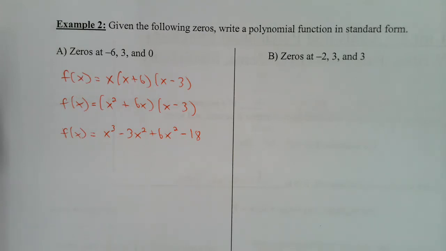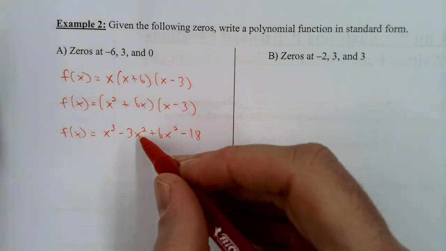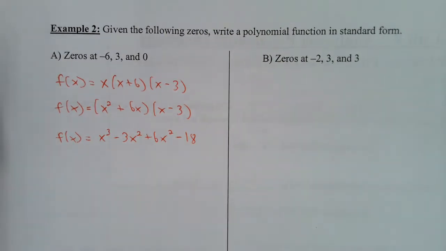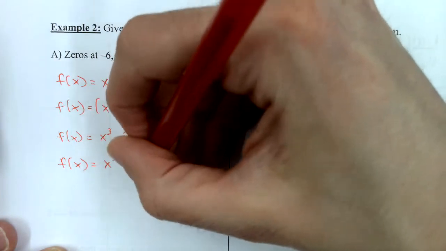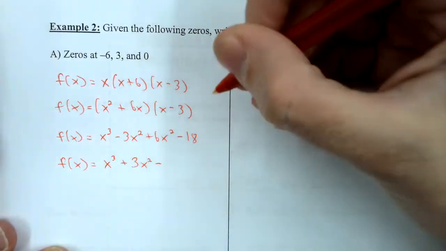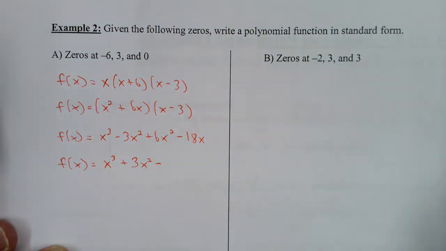And then it has to be in standard form, so make sure it's in descending order by the degree, and make sure you combine like terms. So combine these two like terms to get plus 3x squared. So f of x equals x cubed plus 3x squared, and then minus 18x.